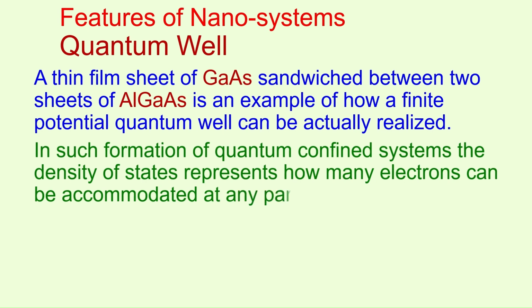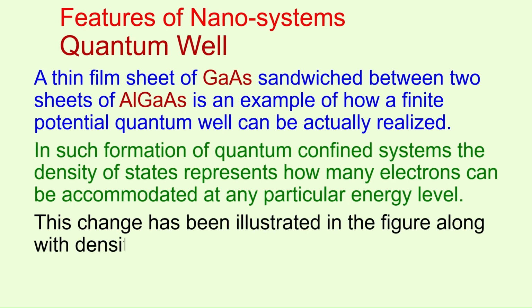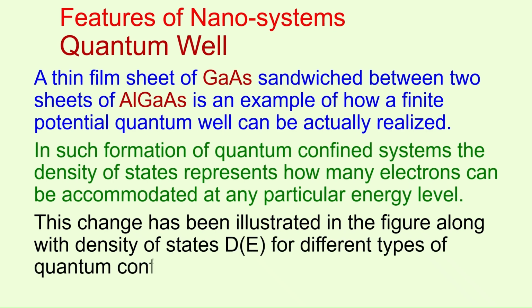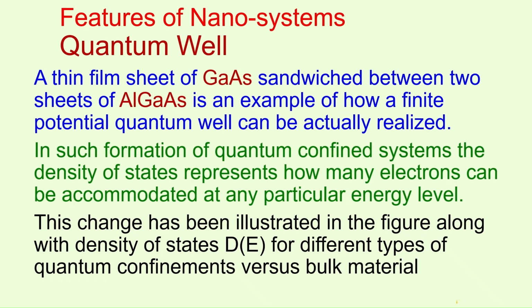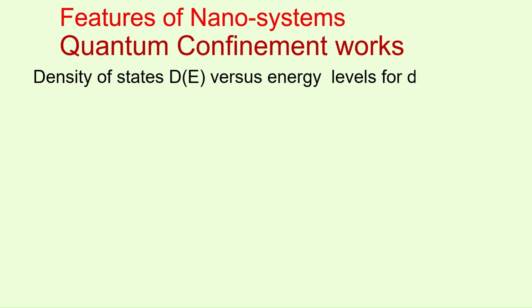The density of states represents how many electrons can be accommodated at any particular energy level. This change has been illustrated in the figure, along with density of states D(E), for different types of quantum confinements versus bulk material. Density of states D(E) versus energy levels for different types of quantum confinements.